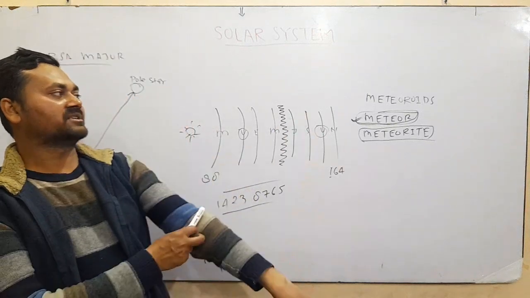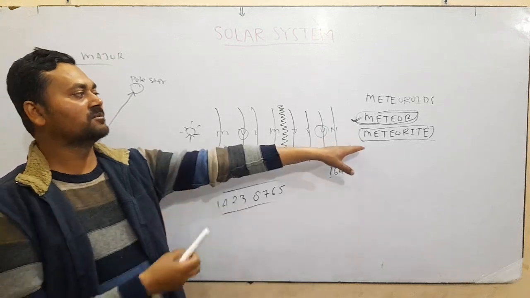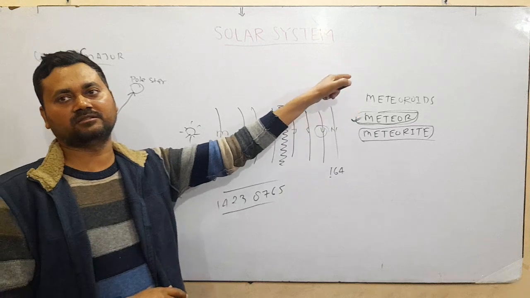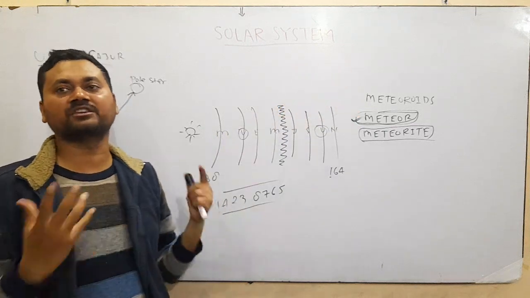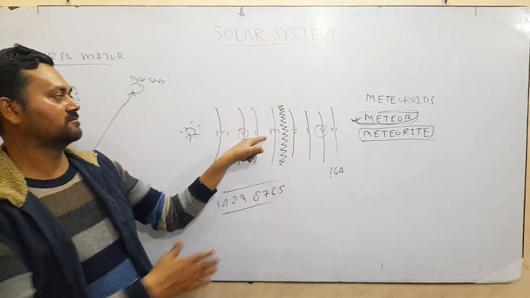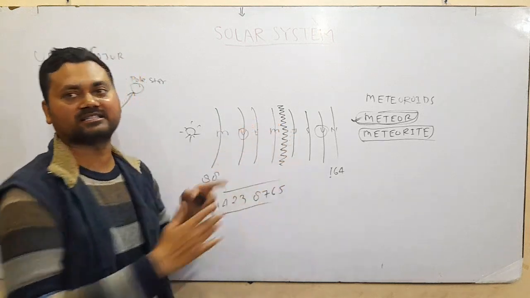So this is the difference between the meteoroid and meteoroids. Meteoroids are the smaller version of the asteroids, and they all are present in between the Mars and Jupiter.